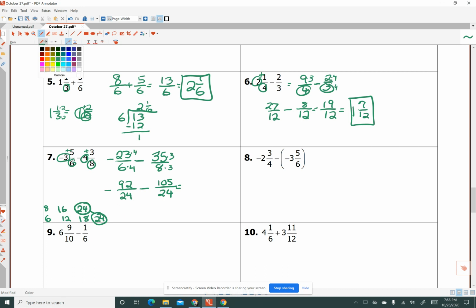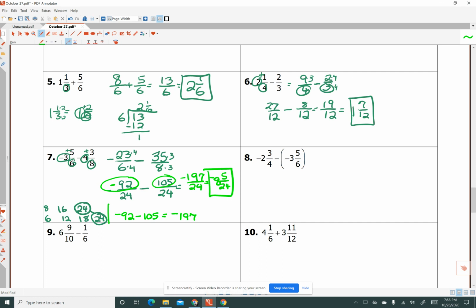Let's change a color. Let's take a look at the numerators. We have -92 minus 105. So that is an integer. Think of it like this. -92 minus 105. So the answer would be -197. So that means our answer is -197 over 24. Well, 24 does go into 197 8 times, with 5/24 left over, and that's a negative. So that is our final answer.